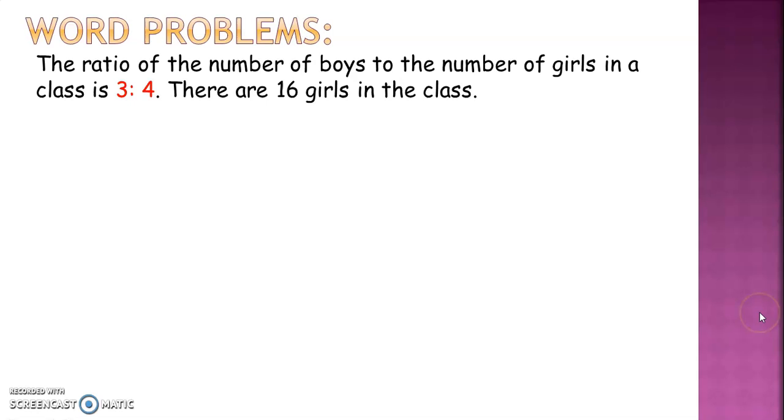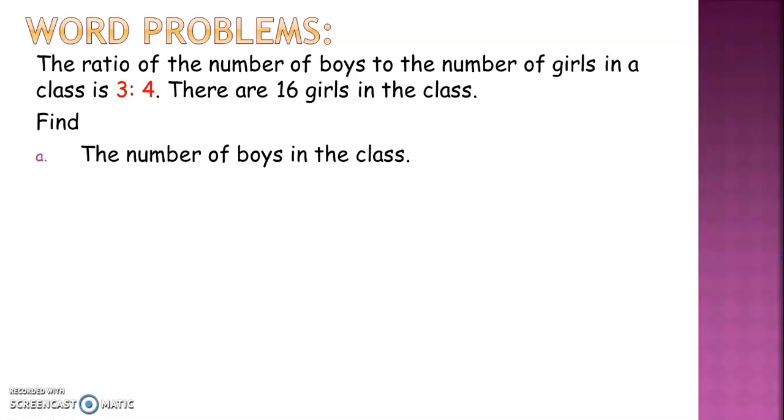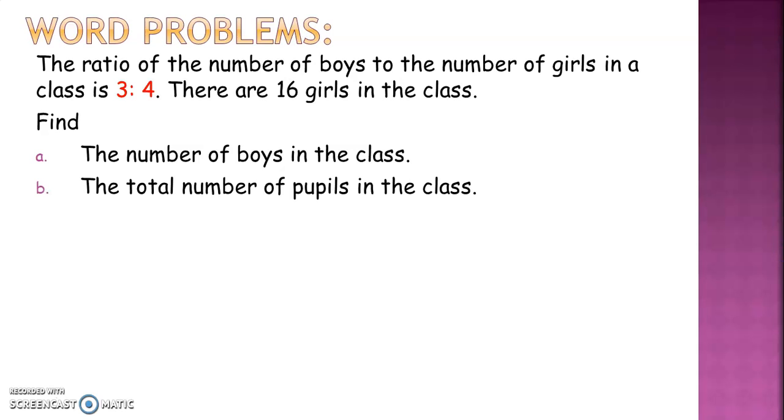So this is a word problem: the ratio of the number of boys to the number of girls in a class is 3 to 4. There are 16 girls in the class. So you know the number of girls in the class and the ratio of boys to girls. This is our question: find the number of boys in the class and the total number of pupils in the class.